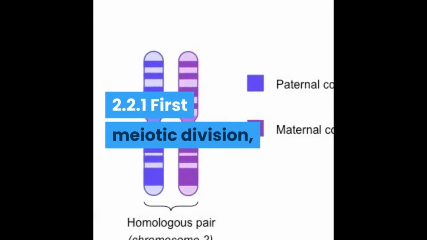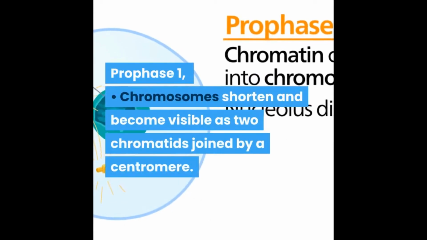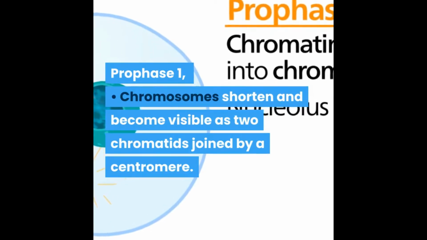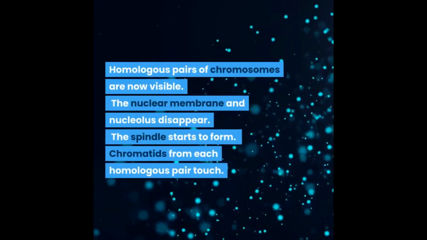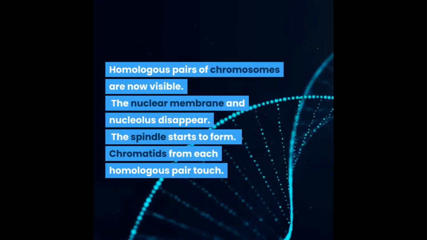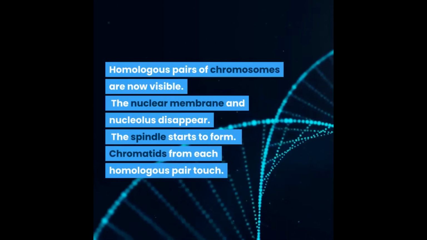2.2.1 First meiotic division. Prophase 1: chromosomes shorten and become visible as two chromatids joined by a centromere. Homologous pairs of chromosomes are now visible. The nuclear membrane and nucleolus disappear. The spindle starts to form.